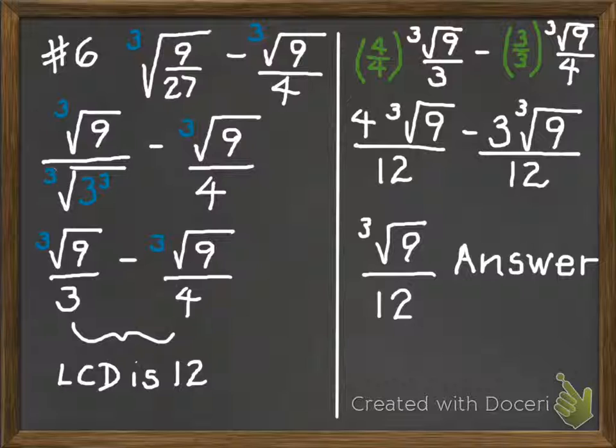But we're going to just subtract the numerators. 4 minus 3 is 1. So that leaves us with 1 cube root of 9. So we have 1 cube root of 9 in the numerator over 12. And that's our answer.